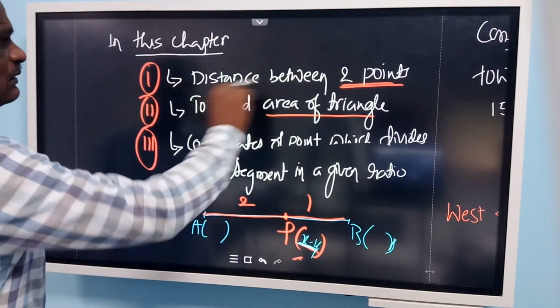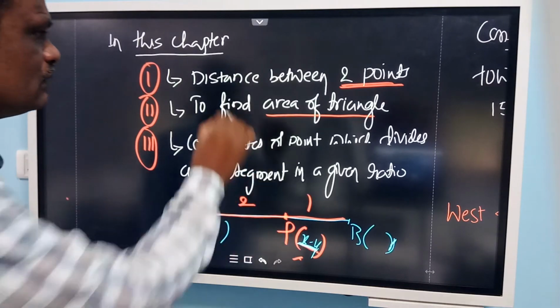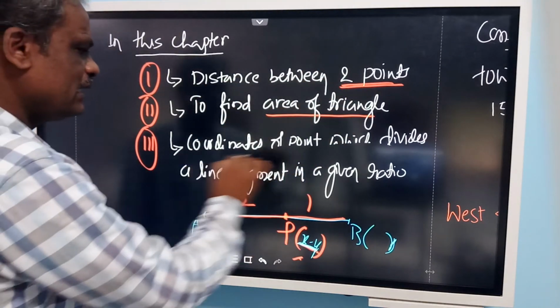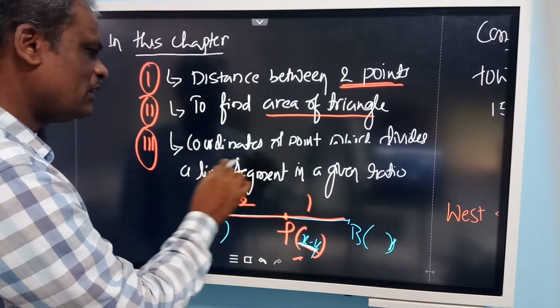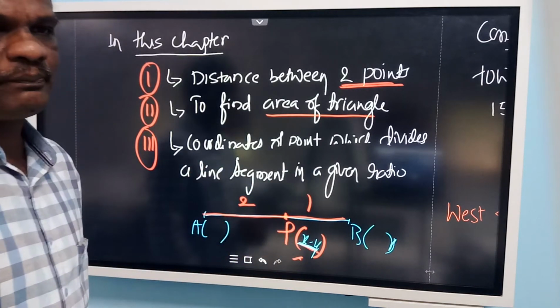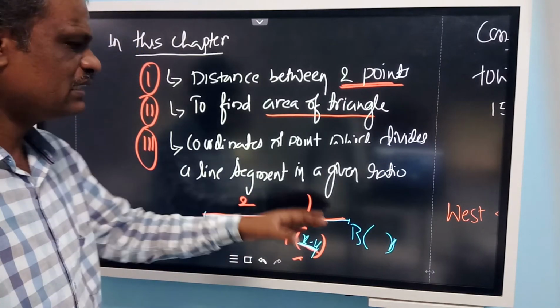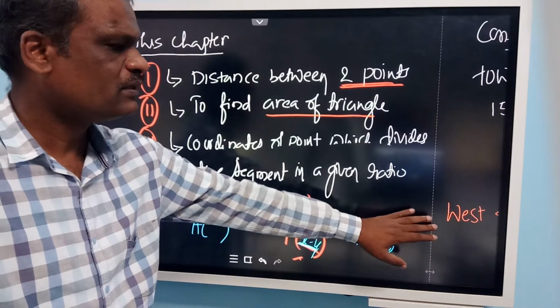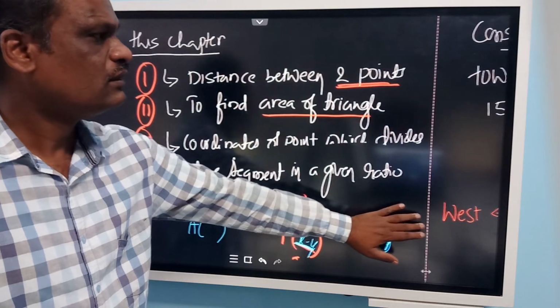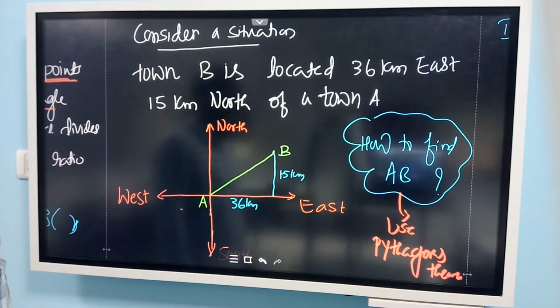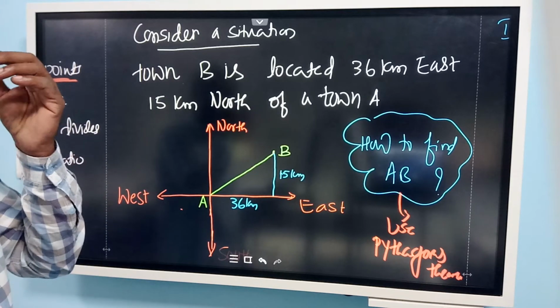So we are going to learn 3 important things in this chapter. Distance between 2 points, how to find the area of a triangle, and there is a formula to find the coordinates of a point P which divides the given line segment in a given ratio, 2:1 or some ratio. So this is what we are going to learn. Now let us start from the beginning. The coordinate geometry.